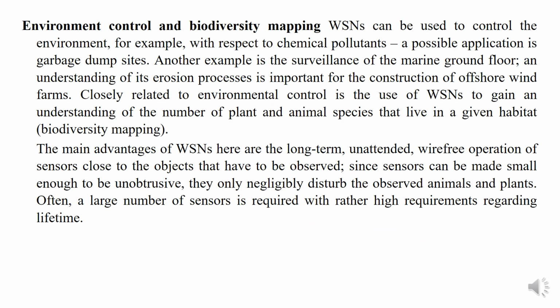Environment control and biodiversity mapping. Wireless sensor networks can be used to control the environment, for example with respect to chemical pollutants. A possible application is garbage dump sites. Another example is the surveillance of the marine ground floor. An understanding of its erosion process is important for the construction of offshore wind farms.